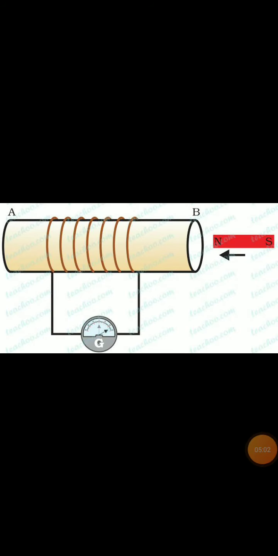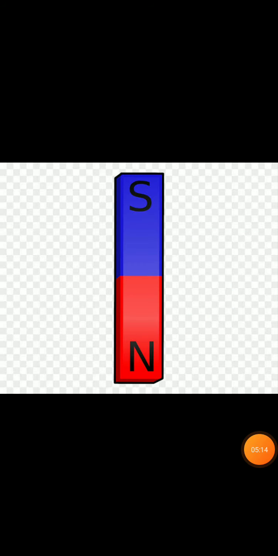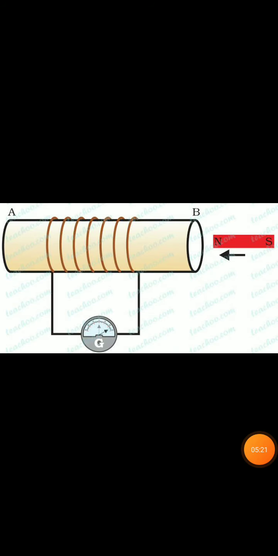So for this activity, we need to connect the ends of the coil to a galvanometer as shown in the figure. Then we have to take a strong bar magnet, and we know that a bar magnet has two poles, magnetic north pole and the other one is south pole.